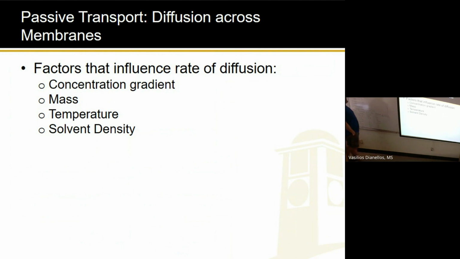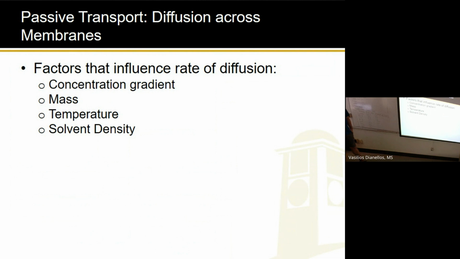Mass. So the bigger something is, the slower it is, generally speaking, right? So generally, if you have smaller molecules, they move faster, which makes sense because they're smaller, so they can get around things without running into other things. Temperature is another big one. Again, as you increase temperature, you increase molecular movement. So obviously, the higher the temperature, generally speaking, the faster diffusion is going to happen.